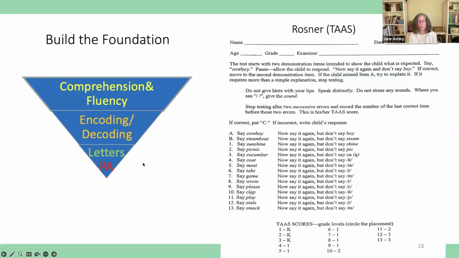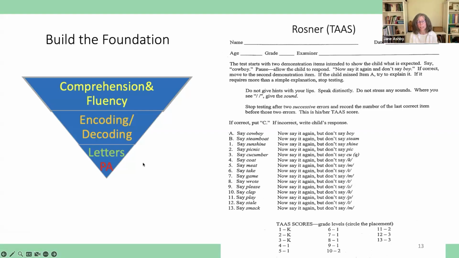So let's talk about Bo and that foundation. So what might you do to find out? He's at the 15th percentile in oral reading fluency. One of the things you could do to dive a little deeper is to administer a phonemic awareness screener. And there's many that you could use. Personally, I find the Rosner to be a very handy screener.